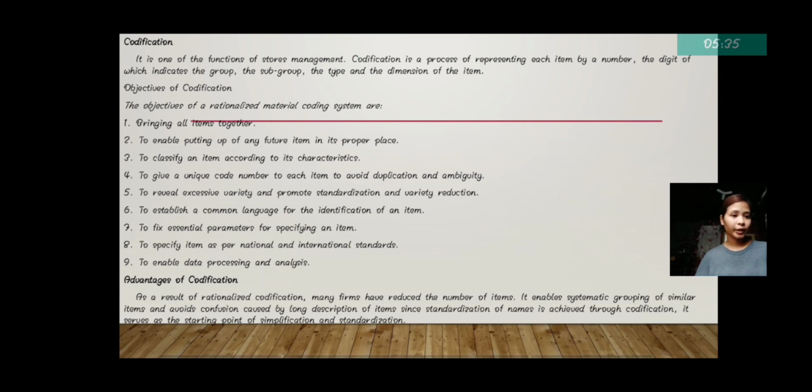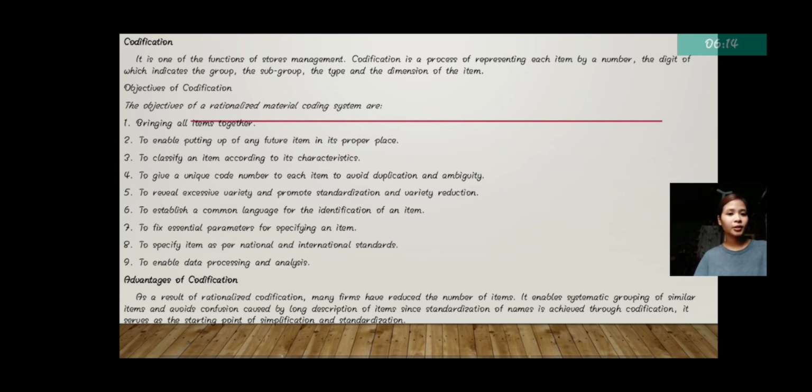is to bring all items together, to enable putting up any future item in its proper place, mabutang yung mga items in a proper place, and then to classify an item according to its characteristics, then to give a unique code number to each item to avoid duplication and ambiguity, next, to reveal excessive variety and promote standardization and variety reduction. Then, to establish a common language for the identification of an item.